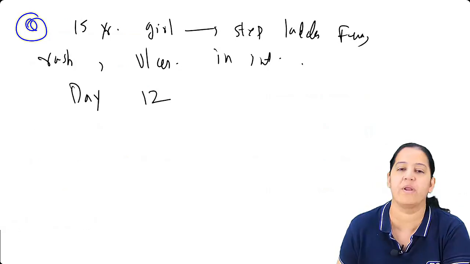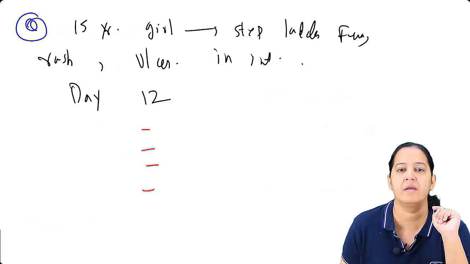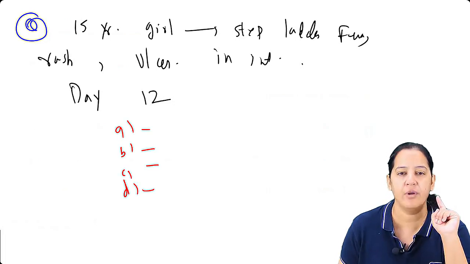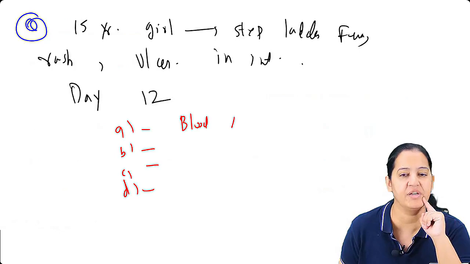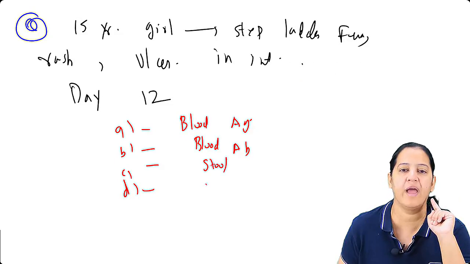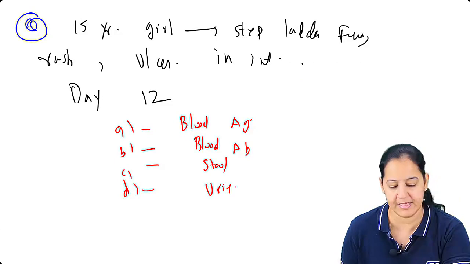What sample would you like to see? The four options are A, B, C, D. Would you like to see blood antigen? Would you like to see blood antibody? Would you like to see stool sample? Or would you like to see urine sample? Yes, what do you want to say?